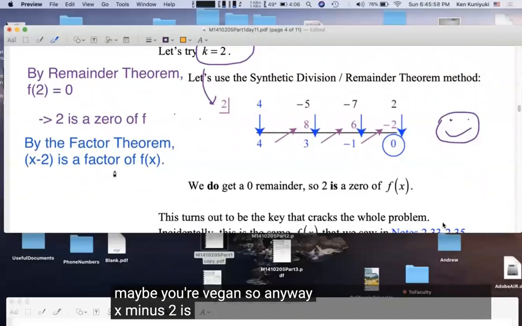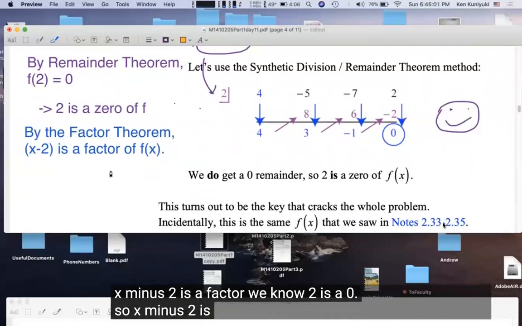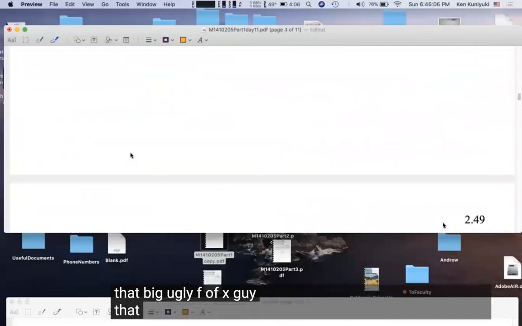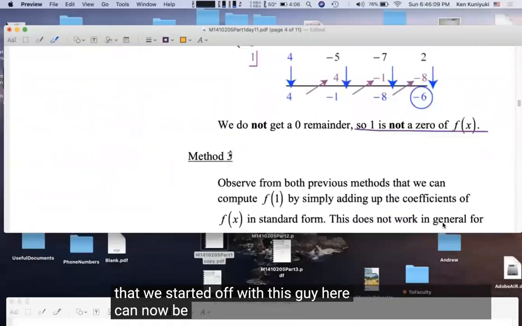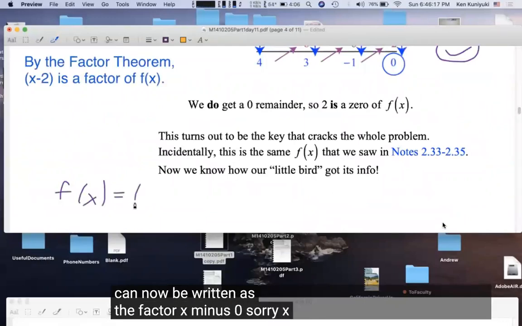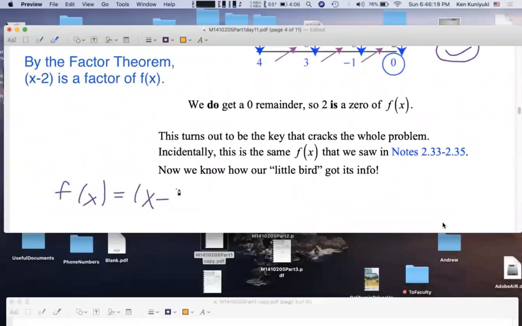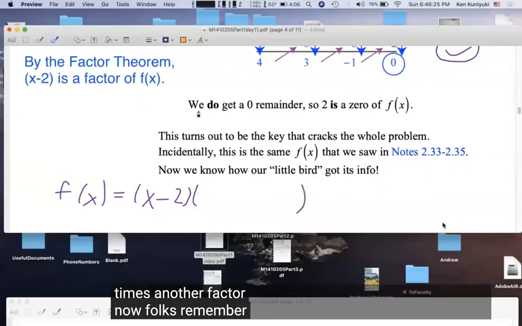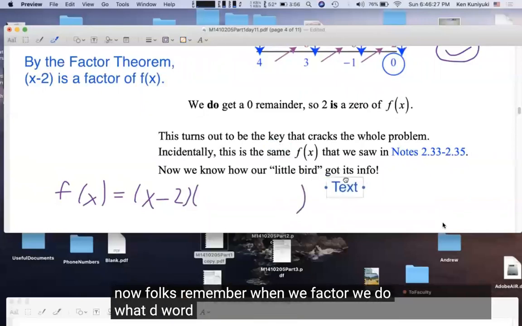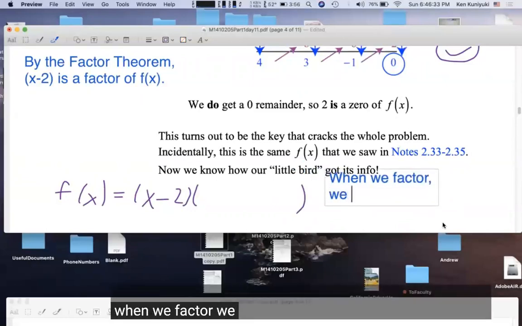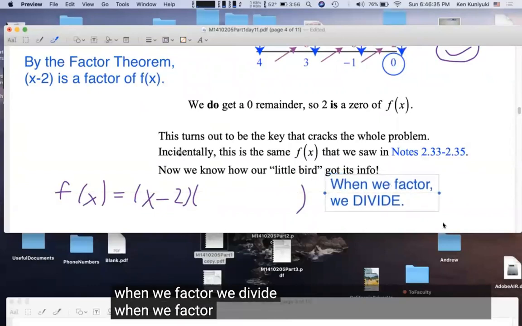So anyway, x minus 2 is a factor. We know 2 is a 0, so x minus 2 is a factor. So what does that mean? That means that that big ugly f of x guy that we started off with, this guy here, can now be written as the factor x minus 2 times another factor. Now, folks, remember, when we factor, we do what D word? We factor, we divide. When we factor, we divide.